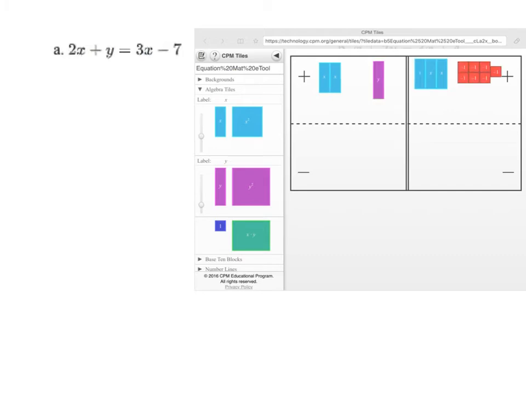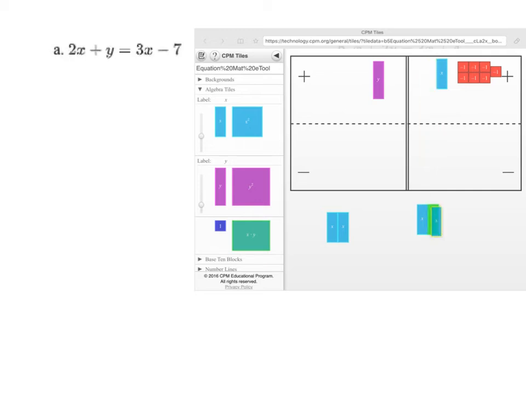First, make sure that your equation mat is set up like this. We have 2x plus y is equal to 3x minus 7. Now we are going to use our legal moves to get the equation to say y equals. So when I look at this equation mat, the first thing that I realize that I can do as a legal move is I can remove 2 x's from both sides of the equation mat. So I can remove 2 from the left and 2 from the right.